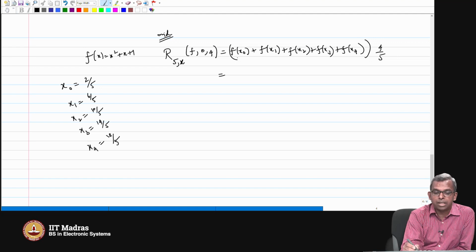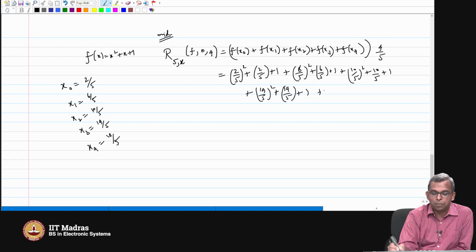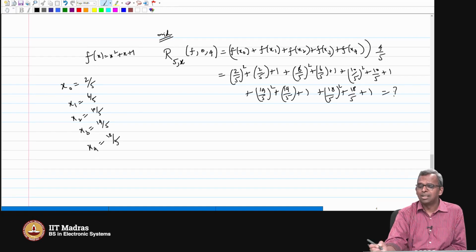So I have to put f of x0, which means I have to find 2 by 5, right? So it will be 2 by 5 squared plus 2 by 5 plus 1, plus 6 by 5 squared plus 6 by 5 plus 1, plus 10 by 5 squared plus 10 by 5 plus 1, plus 14 by 5 squared plus 14 by 5, just writing very fast, plus 1, plus 18 by 5 squared plus 18 by 5 plus 1. Okay, whatever this value is, I will let you calculate.